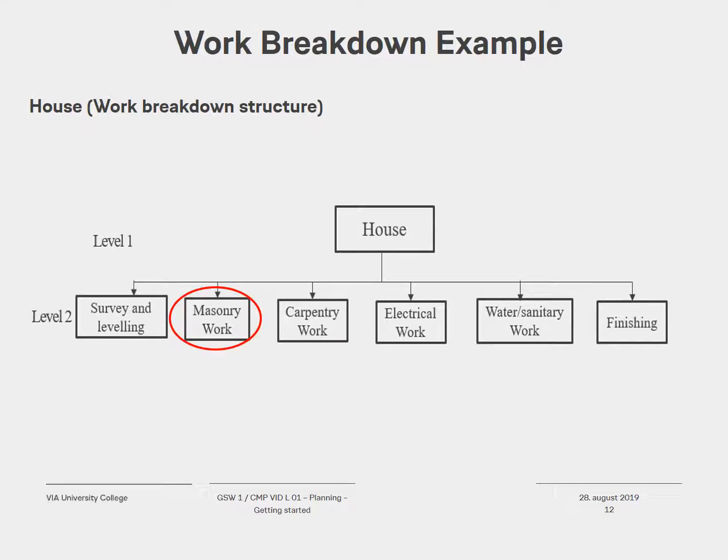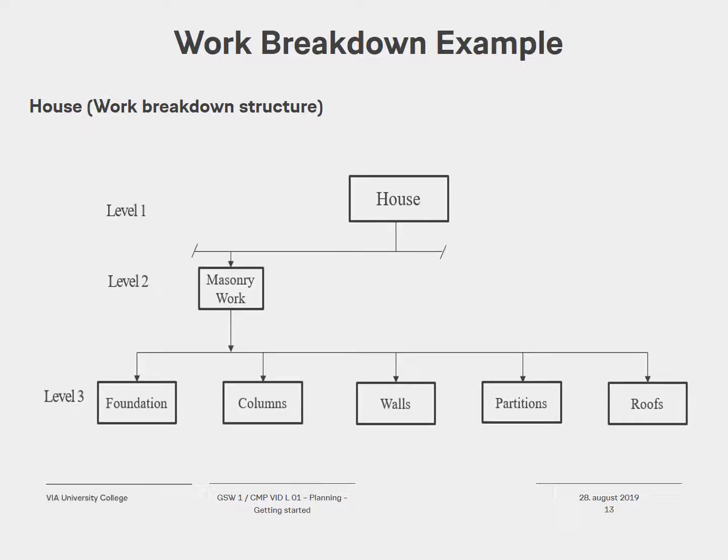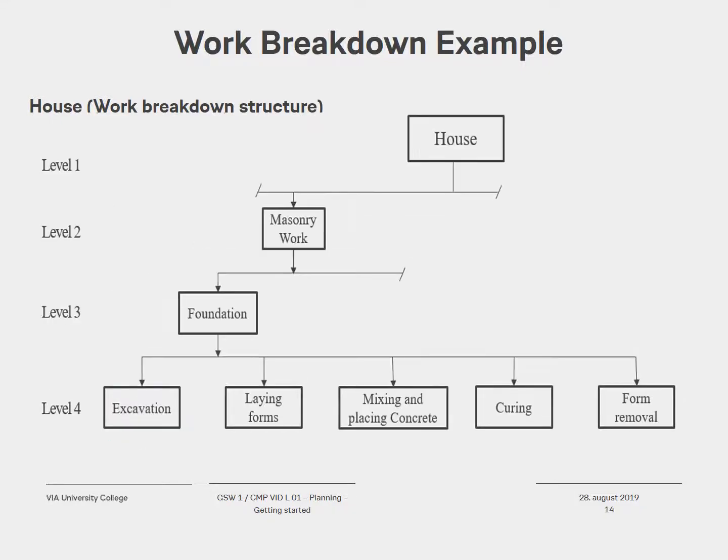If you take an example of a level 2 activity, masonry work, you can split that into even more detail. It consists of foundation, columns, walls, partitions, and roofs. You get the idea. Foundation can be further divided into excavation, form laying, mixing and placing of concrete, curing, and form removal. We have here a distinction between activities and individual tasks.